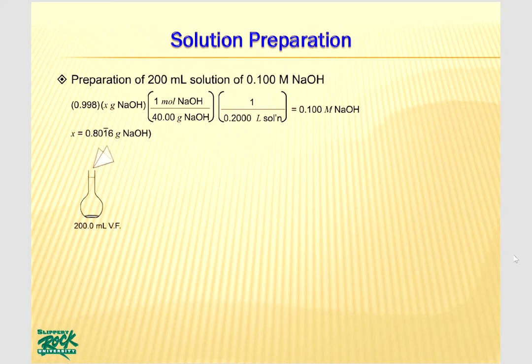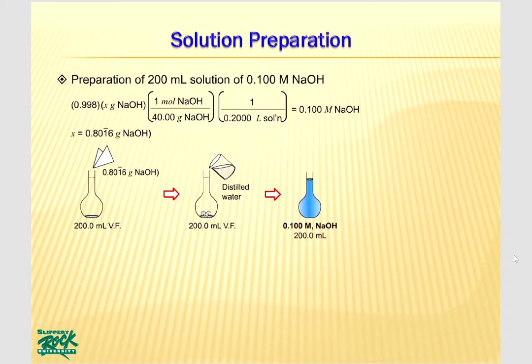Measure out 0.8016 grams of NaOH and transfer it to a 200 milliliter volumetric flask. Add distilled water to 1/3 of the flask. Mix thoroughly, followed by adding additional water up to the 200.0 milliliter mark on the flask. Put the stopper on and mix by inverting the solution a few times. And this is a 200 milliliter solution of 0.100 molar NaOH.